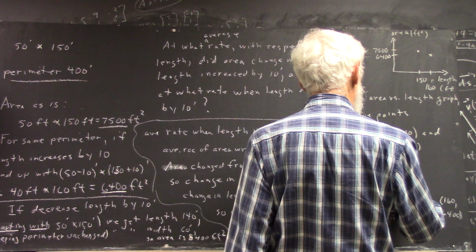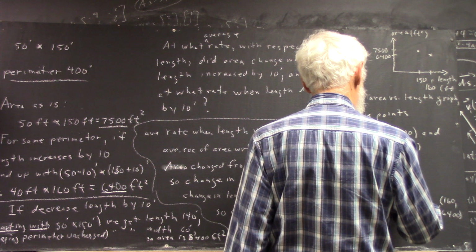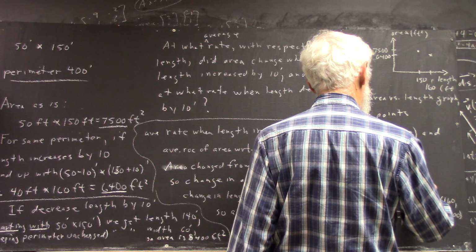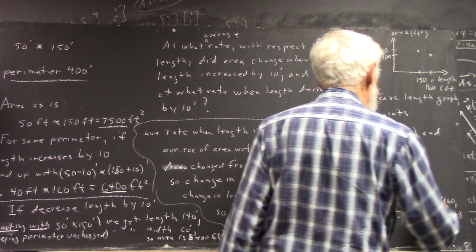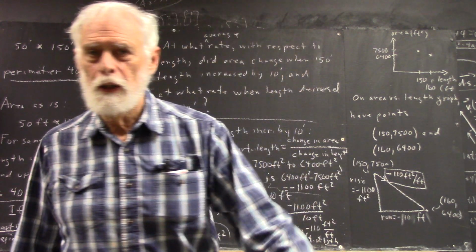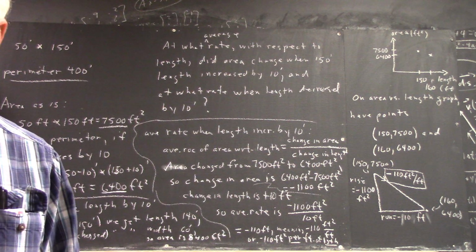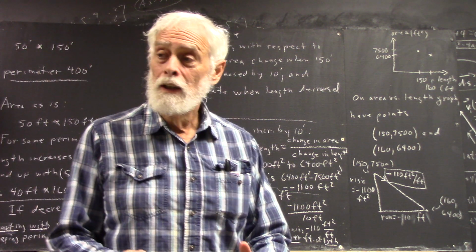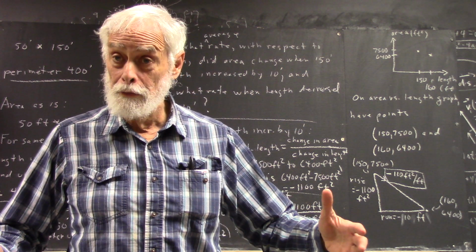So we have slope. I'll write it as feet squared per foot because that's what it means. Okay? Officially, that unit is feet, but it represents how many square feet you gain or lose per foot on the average, per foot of length on the average. Okay?